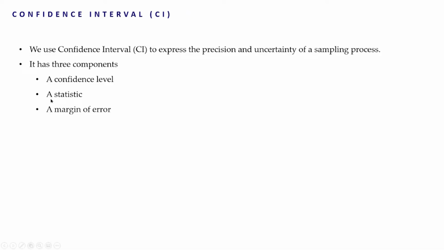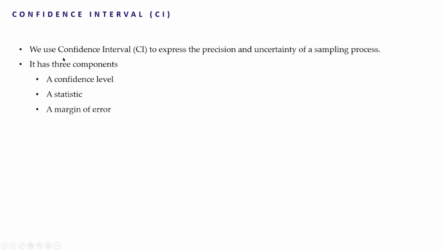And now we have the confidence interval. We use a confidence interval to express the precision and uncertainty of a sampling process. So we cannot always say we are 100% sure that the estimation we make about a population based on the sample is true.